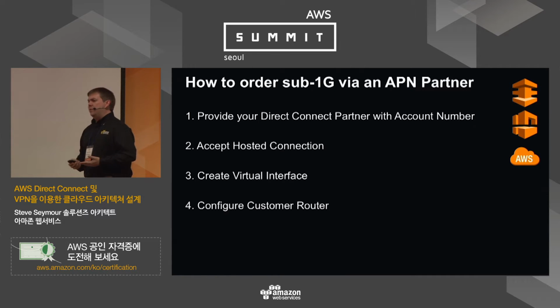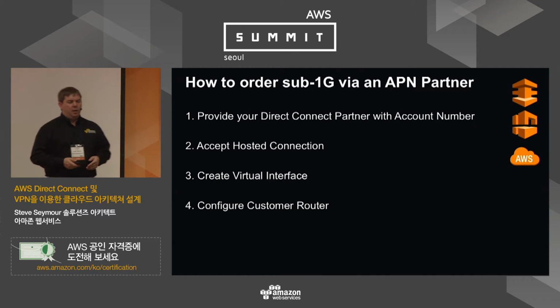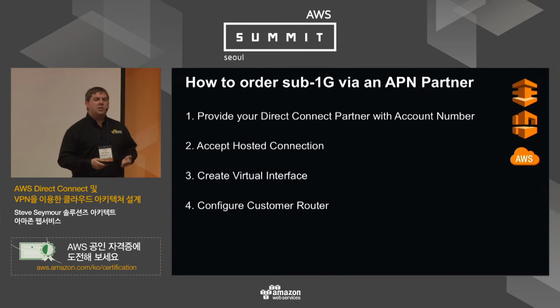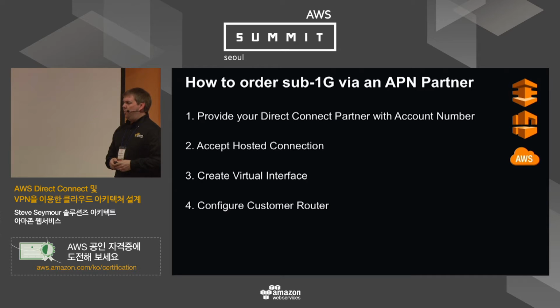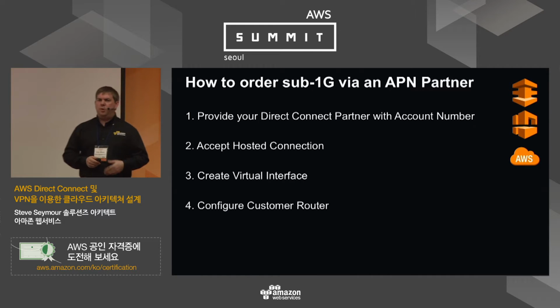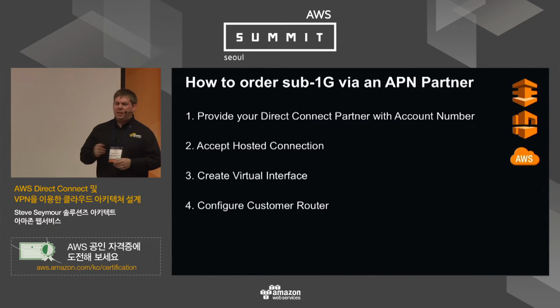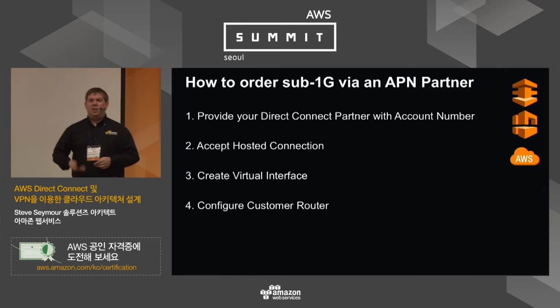The process is slightly different if you're ordering a smaller amount of bandwidth from a partner. In this case, you go to the partner first, and you give them your AWS account number. It's a 12-digit account number. They will then create a hosted connection for you at the bandwidth that you ordered, and it will then show up in your console. You then click Accept Hosted Connection. Now it's the same, the final two steps. Create a virtual interface and configure your router.